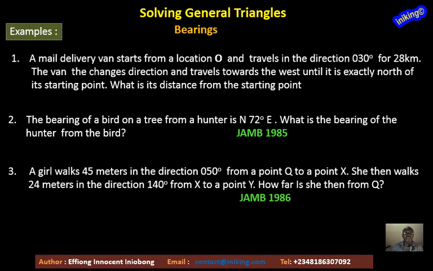Question 1 and question 3 are questions that would lead us to right angle triangles. And in the next video clip, that's video clip 3, we will see examples that will give us triangles that are not right angle triangles. In that case, we'll be applying our sine rule or cosine rule in solving. So let's start with example 1.